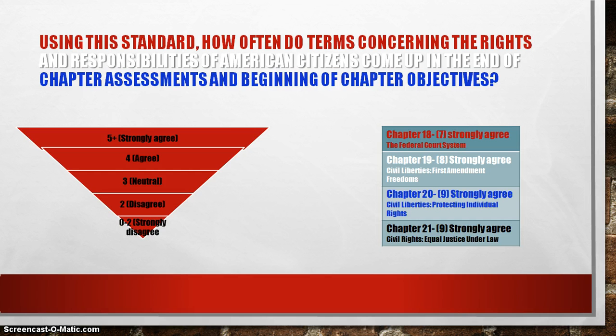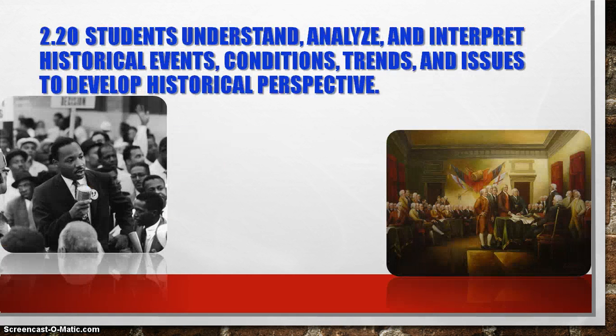Using the Likert scale and interpreting the objectives and questions in this unit, I inferred that all of the chapters fell under the strongly agree category on the Likert scale. So based on this analysis, this standard is accurately displayed in this unit. The last Kentucky Core Academic Standard that I analyzed was 2.20. Students understand, analyze, and interpret historical events, conditions, trends, and issues to develop historical perspective.